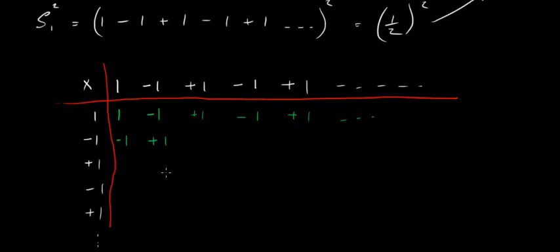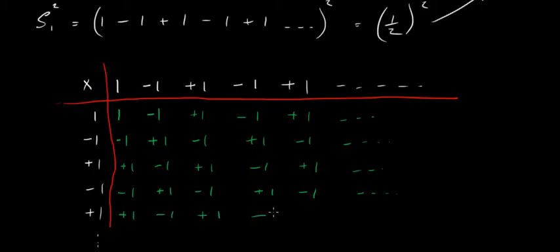So I think you can see what's going to happen here. We're going to get minus 1 plus 1 minus 1 and so on. Here we're going to get plus 1 minus 1 plus 1 minus 1 plus 1 and so on. And here we're going to get minus 1 plus 1 minus 1 plus 1 minus 1 and so on. I'll just do the last one here, plus 1, minus 1, plus 1, minus 1, plus 1, and so on. And it goes off in all these different directions here. Okay, so this is what I get when I multiply S1 by itself.